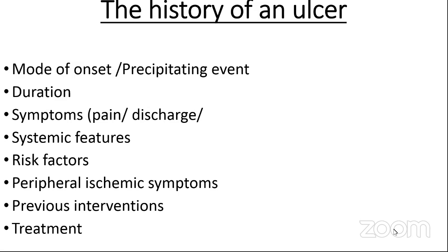Does the patient realize that there is pain? If there is no pain, usually it is due to trophic ulcers, neoplastic ulcers, or ulcers due to leprosy. But usually infective ulcers, traumatic ulcers, venous ulcers, and arterial ulcers have pain until the nerves get fully damaged. Then there may not be pain at all.